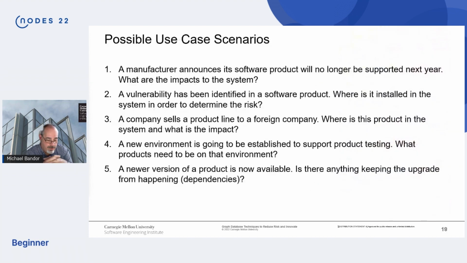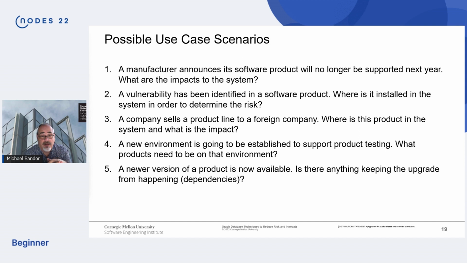So we came up with some possible use cases for this particular customer. Keep in mind, this is Department of Defense, the military system. So they're asking things like, manufacturer announces that software product will no longer be supported. What are the impacts to the system? We got notified of a vulnerability in a product. Where is it, so we can determine the risk to the system? What do we need to do to eliminate or mitigate the vulnerability?